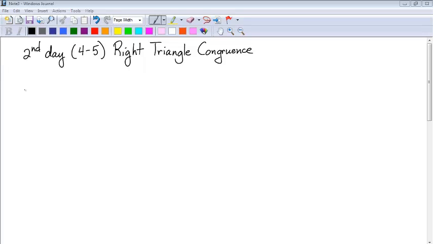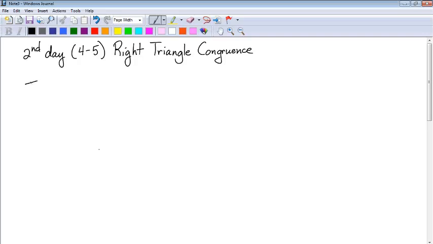Okay, this is on right triangle congruence, okay? So all of these deal with right triangles. And we're basically going to do 3 theorems in one postulate. I'm not going to make you write it out all in words. We're going to do it by picture, okay?